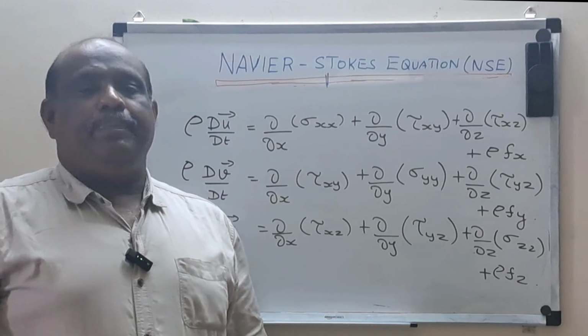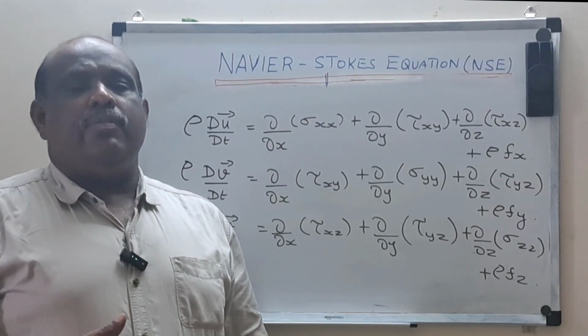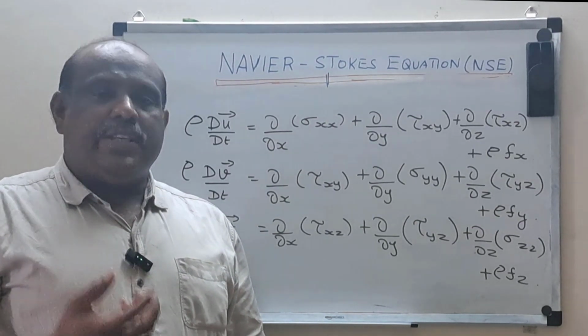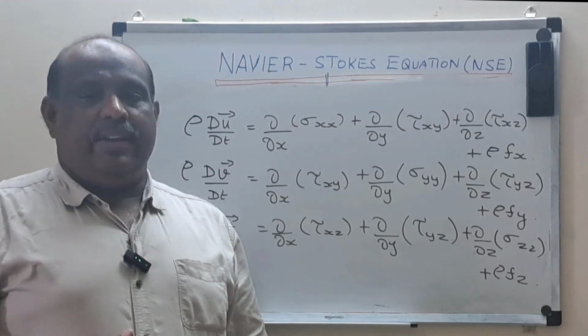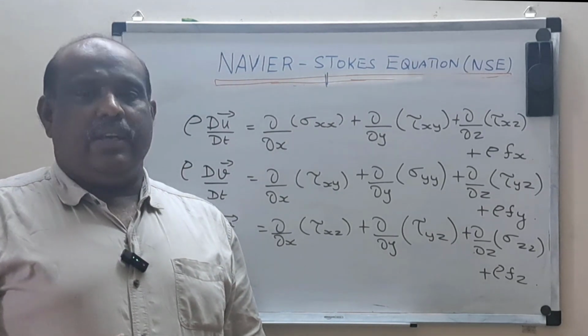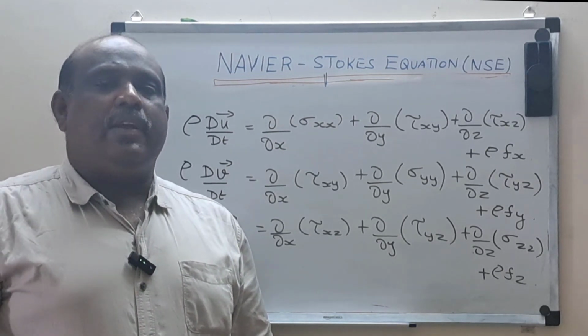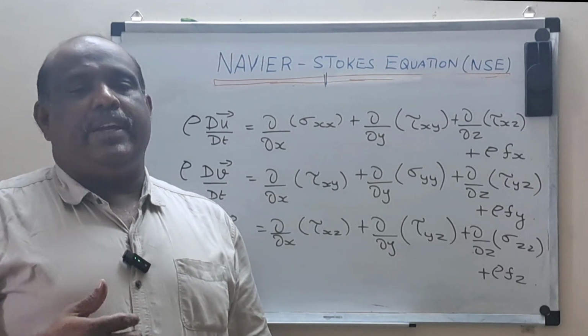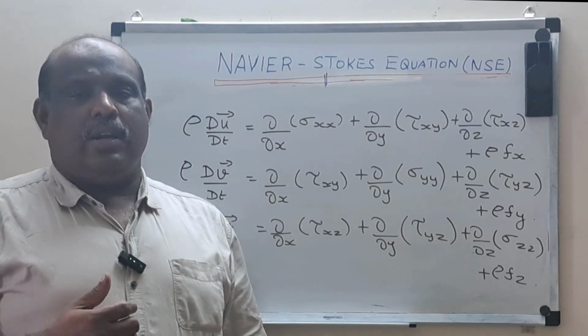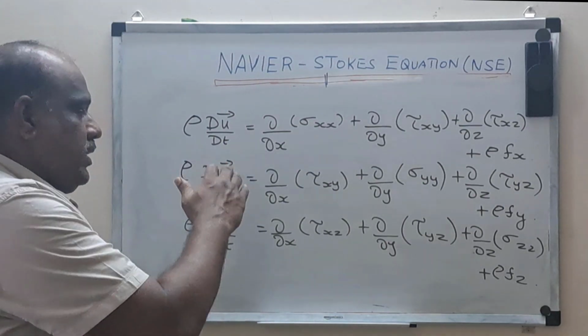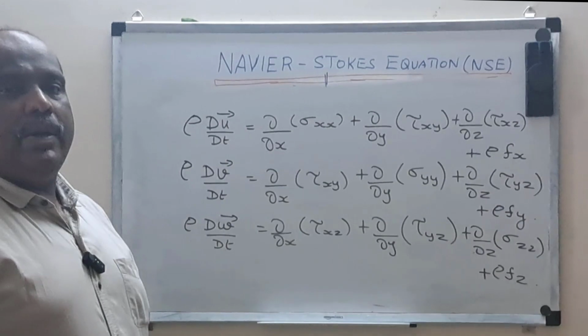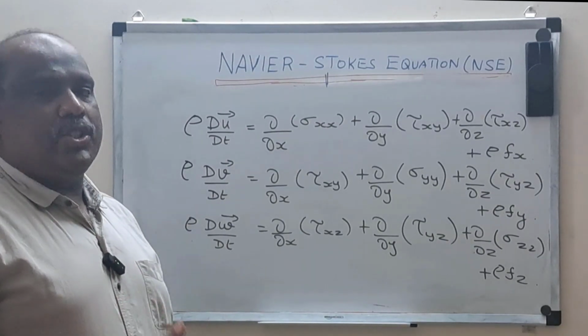On the other hand, if the conservation of momentum equation is derived for an ideal fluid, in which there is no viscosity or the viscosity effects are not considered, then that type of momentum equation reduces to Euler's equation. So these equations are nothing but the momentum equations which we derived in the last session.